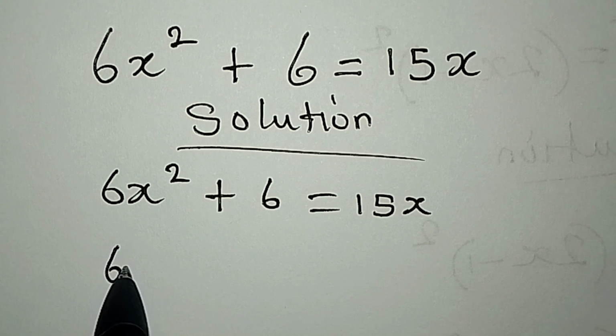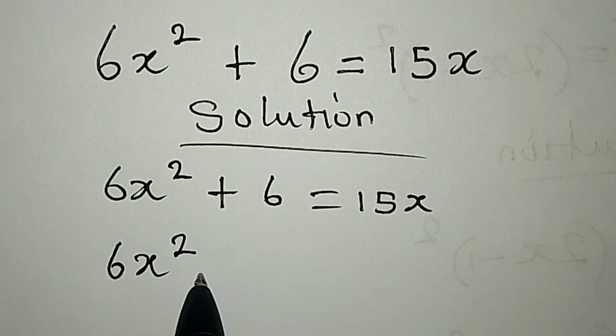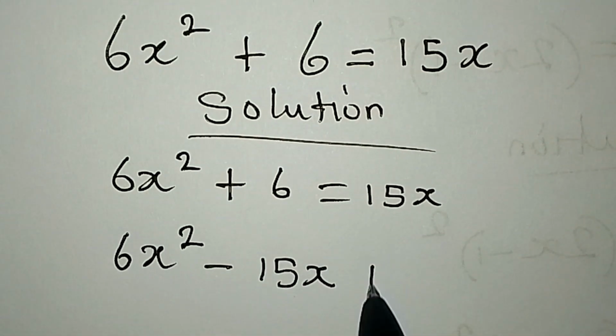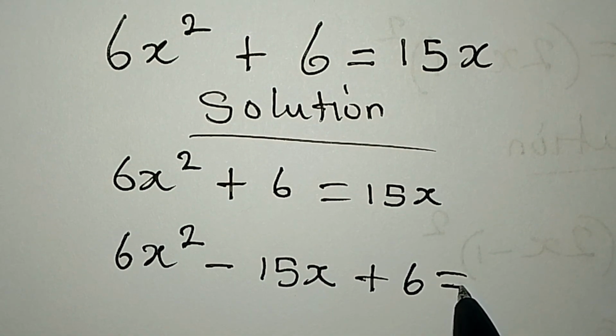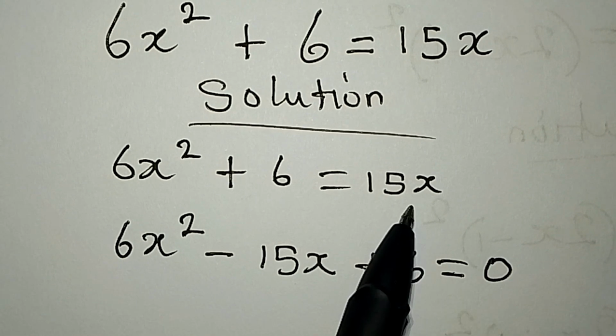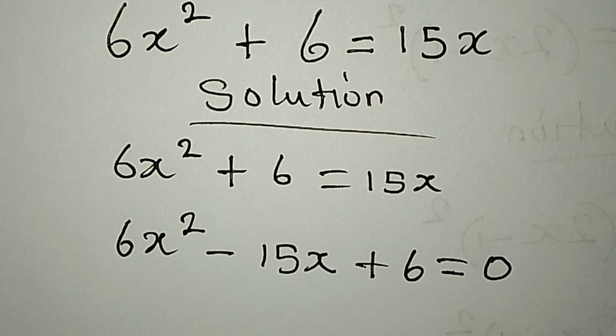So to fix it better, we have 6x squared. This will come first, 15x. Then this is plus 6. And then this is now equal to 0, because the 15x has been shifted to the left hand side.